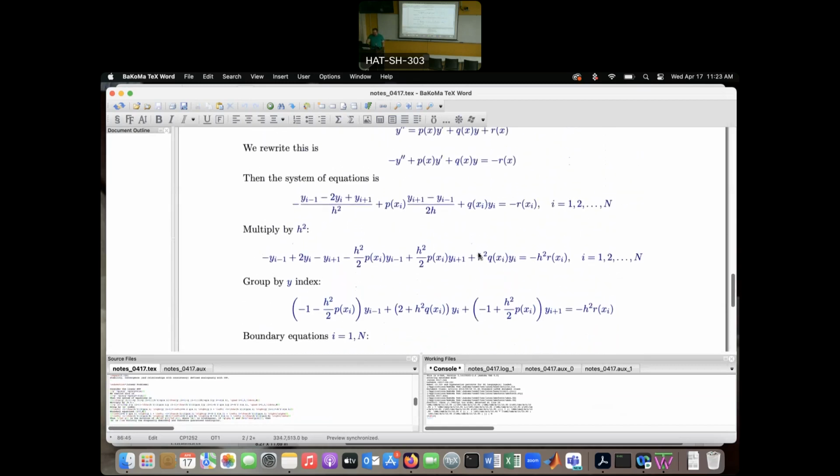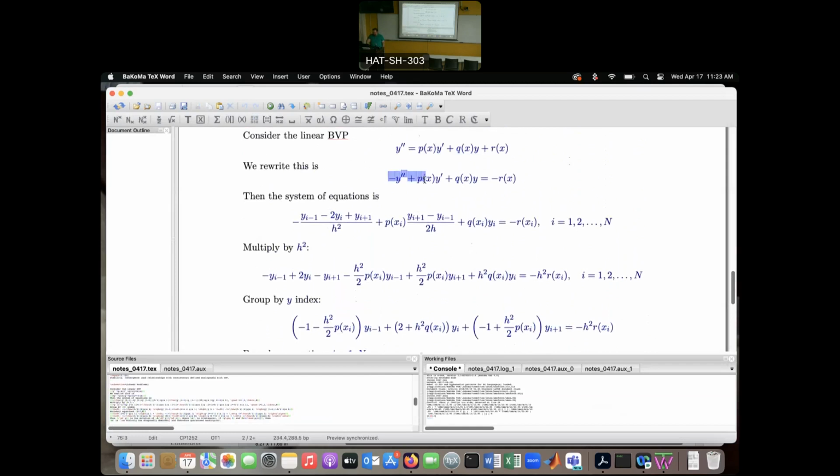By the way, the reason for rewriting the ODE so that the y double prime term is negative is that, especially in the case where p and q are 0, the matrix in question is symmetric positive definite. It's not an essential choice, but I wanted to explain why.